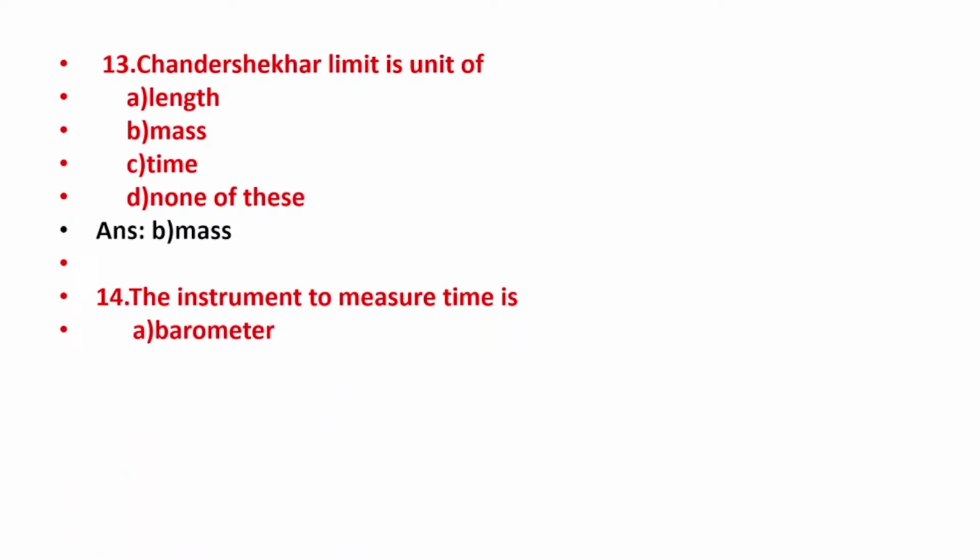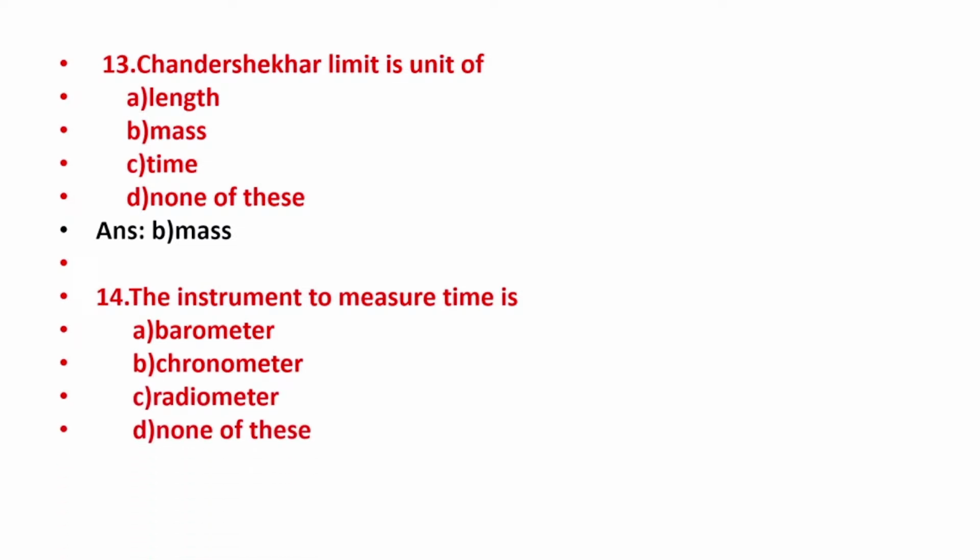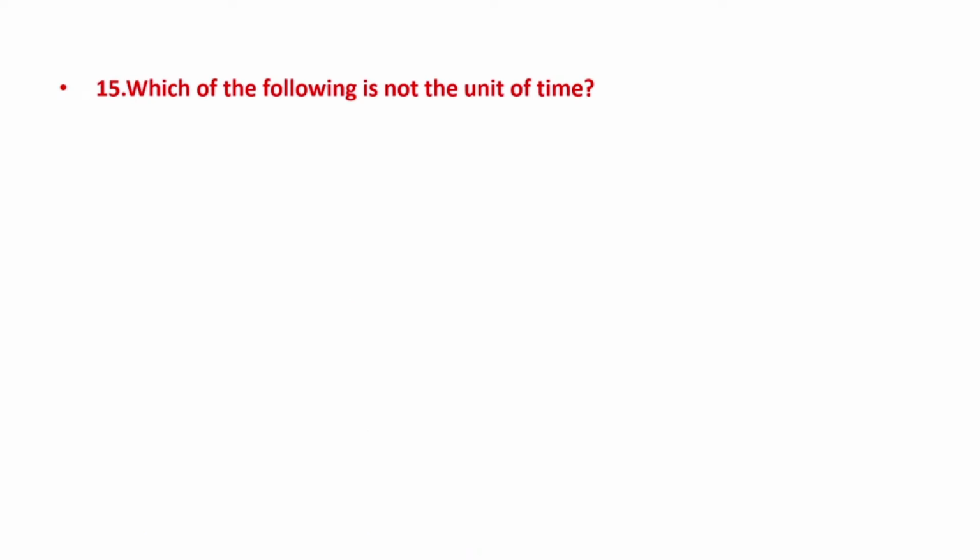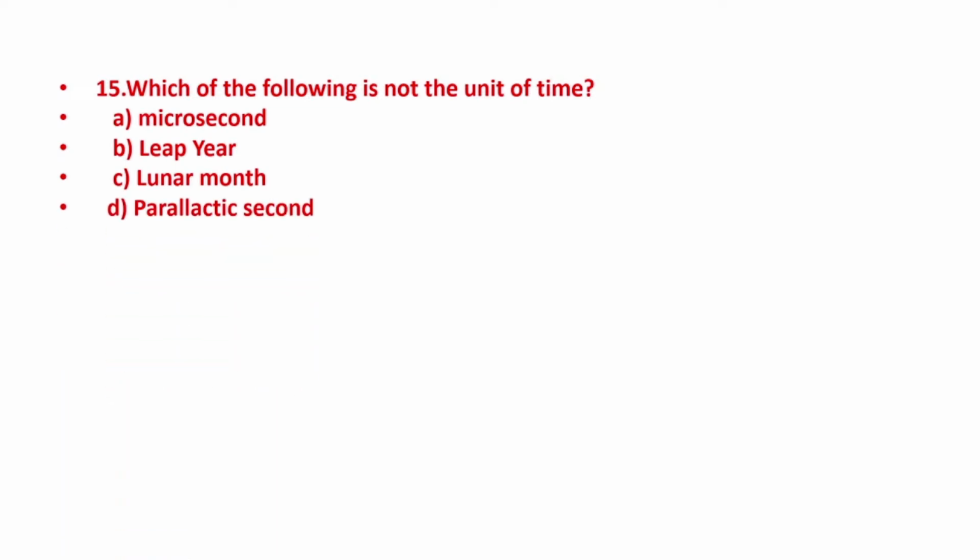The instrument to measure time is barometer, chronometer, radiometer, none of these. Chronometer. Chronology means time order. Chronological order, for example different periods like Mughal period, Ashoka period, means arranging as per the time order. So chronology means time. Which of the following is not the unit of time? Microsecond, leap year, lunar month, parallactic second.